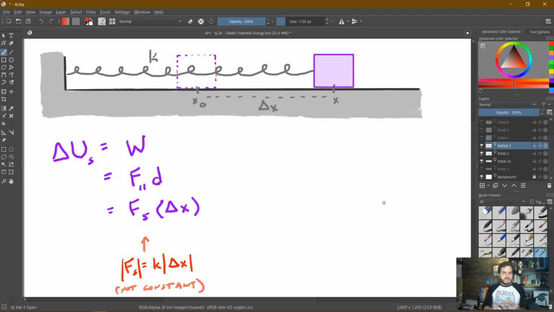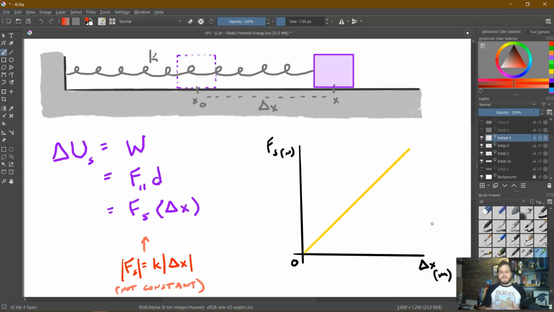And unfortunately, that is not a constant value. And because it is not a constant value, we can't use this simplified form of the work equation anymore, because that force is going to change. So instead, we're going to have to figure this out from a force versus distance graph. So if we pull the spring some distance delta x, some spring force is being applied back to us, and it's going to increase as we pull and pull the spring.